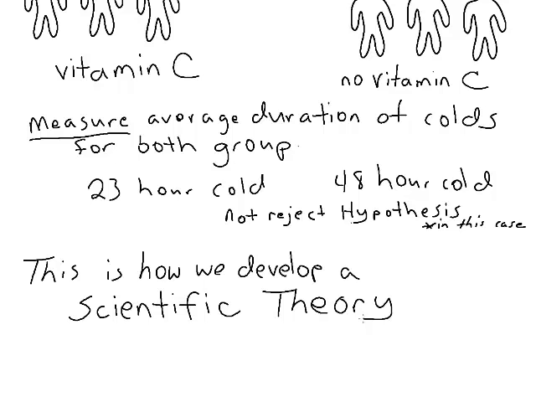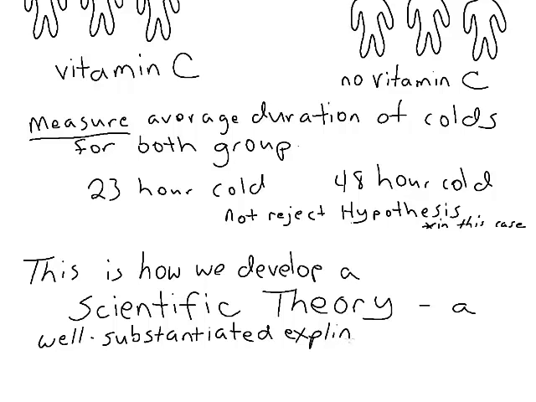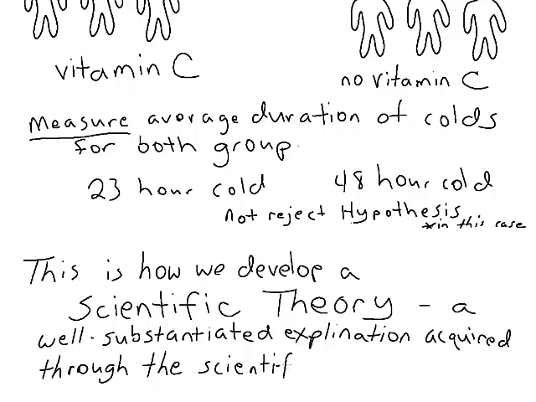just our everyday use of the word theory. A scientific theory is a well-substantiated explanation of some aspect of the natural world which is acquired through the scientific process and is confirmed repeatedly through observations and or scientific experimentation. And this is distinctly different from our colloquial use of the word theory. Okay? And I keep harping on this because this is a very important distinction.